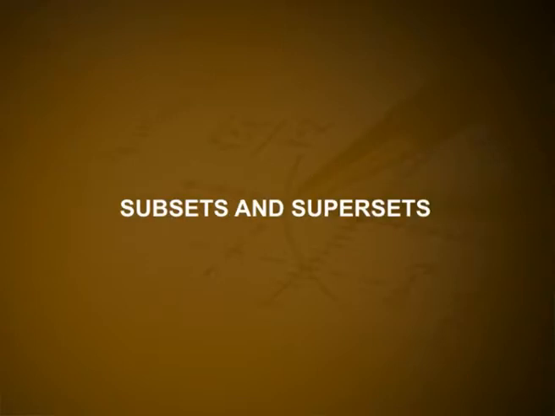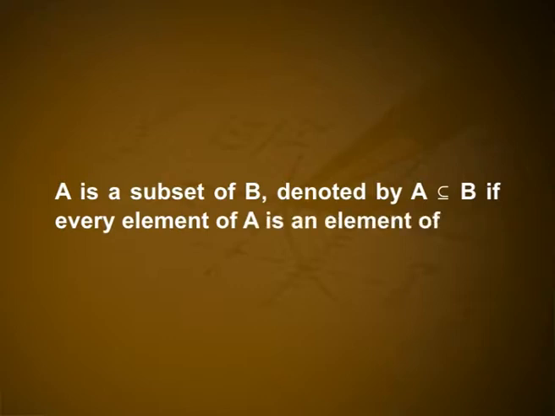Next is subsets and supersets. Let A and B be 2 sets. We say that A is a subset of B, denoted by A ⊆ B, if every element of A is an element of B. In this case, B is called a superset of A. Equality of sets: 2 sets are equal if both A ⊆ B and B ⊆ A.